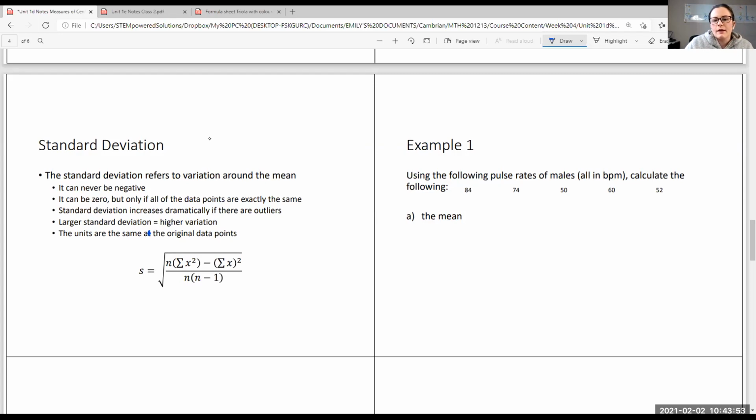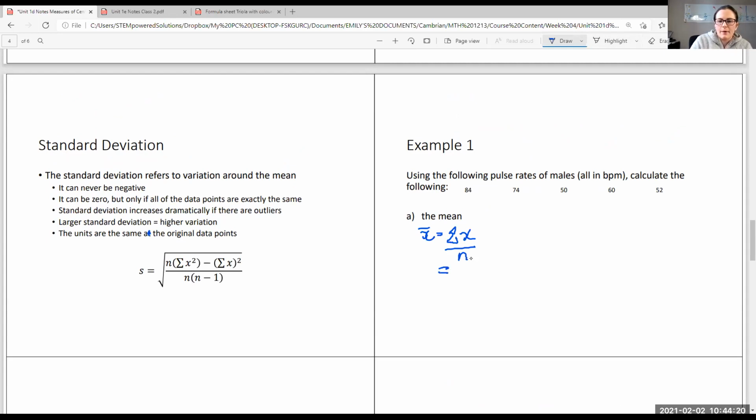So example 1, using the following pulse rates of males, all in BPM, calculate the following. The mean. So we have 84, 74, 50, 60, and 52. How do we calculate the mean? We know that the mean, x bar, is equal to the sum of all x's divided by the number of x's.